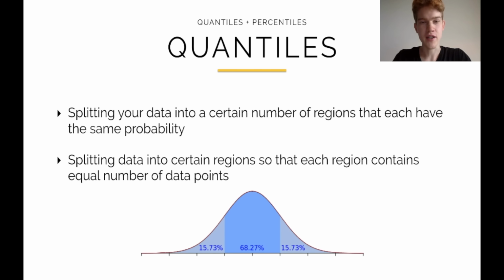So what are quantiles? Well, quantiles allow us to split our data into certain regions that, if we're dealing with probability, they all have the same probability of occurring. Or if we're just dealing with sizes of data, we want to split our data into equal regions. So that's what we can do with quantiles, is just splitting everything up so that every time we split it, we have equal amounts of data.